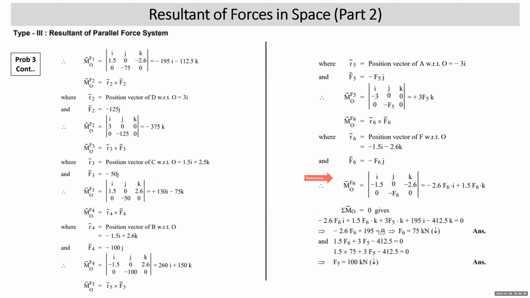You'll find that I and K coefficients will be there. I and K coefficients are added up and equated to 0. So if I coefficient is equated to 0, you get F6 as 75 kN. And if K coefficients are added up and equated to 0, you get F5 as 100 kN. So this way F5 and F6 are arrived.